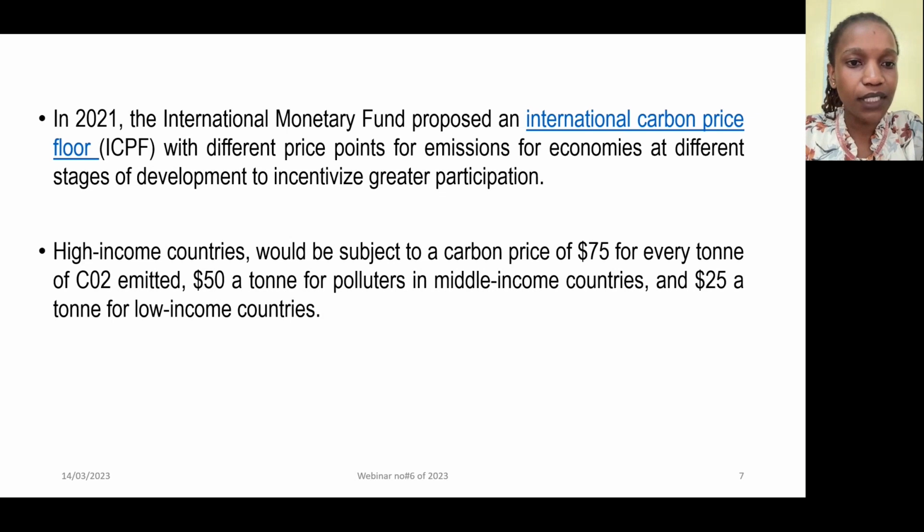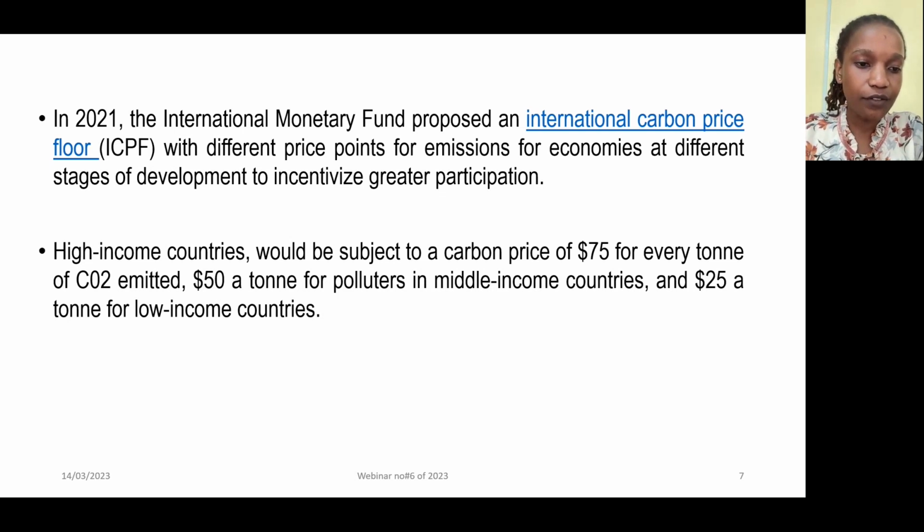Moving on, in 2021, the IMF proposed an international carbon price floor with different price points for emissions for economies at different stages of development to incentivize greater participation and set different thresholds. High-income countries will be subject to a carbon price of $75 for every ton of CO2 emitted. For middle-income countries, it will be $50 per ton of CO2 emitted, and for low-income countries, that will be $25 per ton.